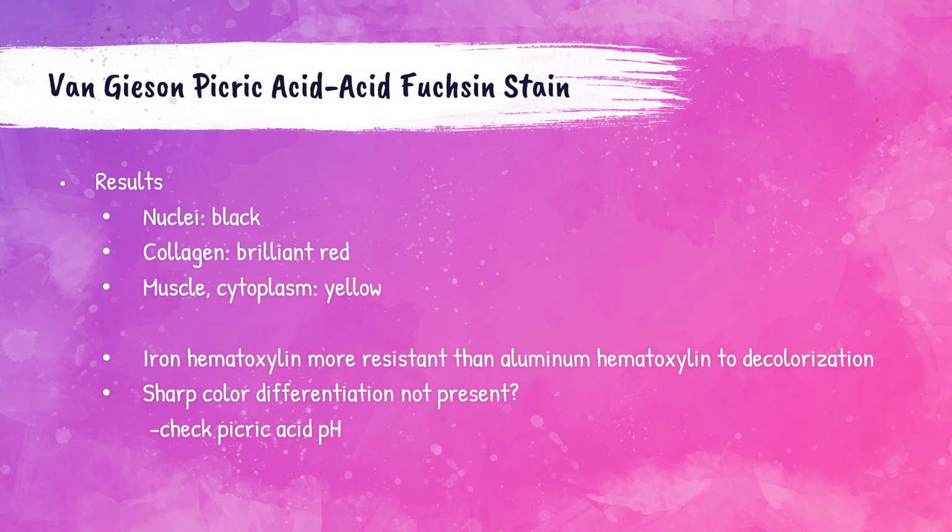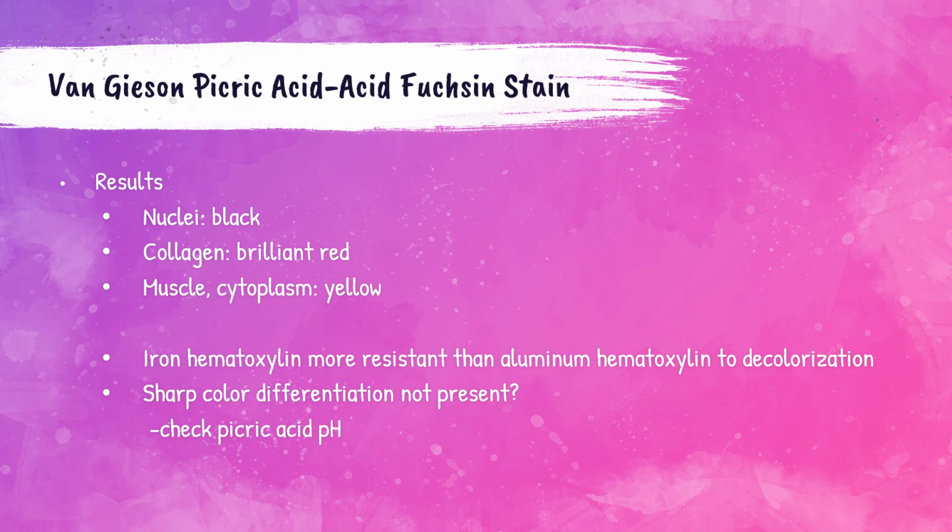When stained with the Van Gieson picric acid fuchsin stain, nuclei will be black in color. Collagen will be a brilliant red in color, and muscle and cytoplasm will be yellow. It's important that an iron hematoxylin solution be used because it is more resistant than aluminum hematoxylin to decolorization.